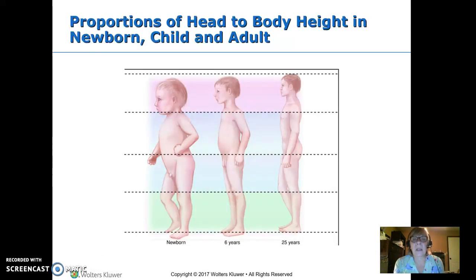If you remember, in utero, the head develops more than anything else. It's just sort of looking at proportionally, if you looked at how big the baby's head is compared to its body, compared to a child, compared to an adult, you just see how big the head is comparatively.